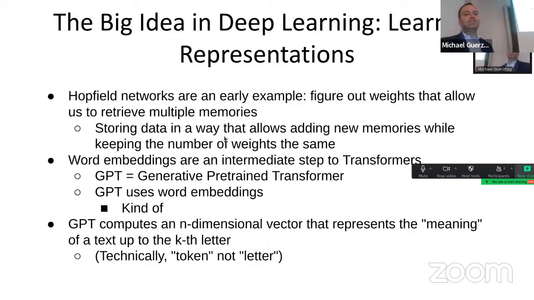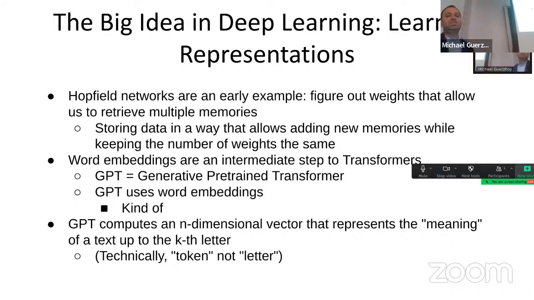So word embeddings in general, n-dimensional vectors that correspond to words, are kind of an intermediate step to transformers. So transformers is kind of the T in GPT, right? GPT does use word embeddings, kind of. They're not computed manually, they're still word embeddings.